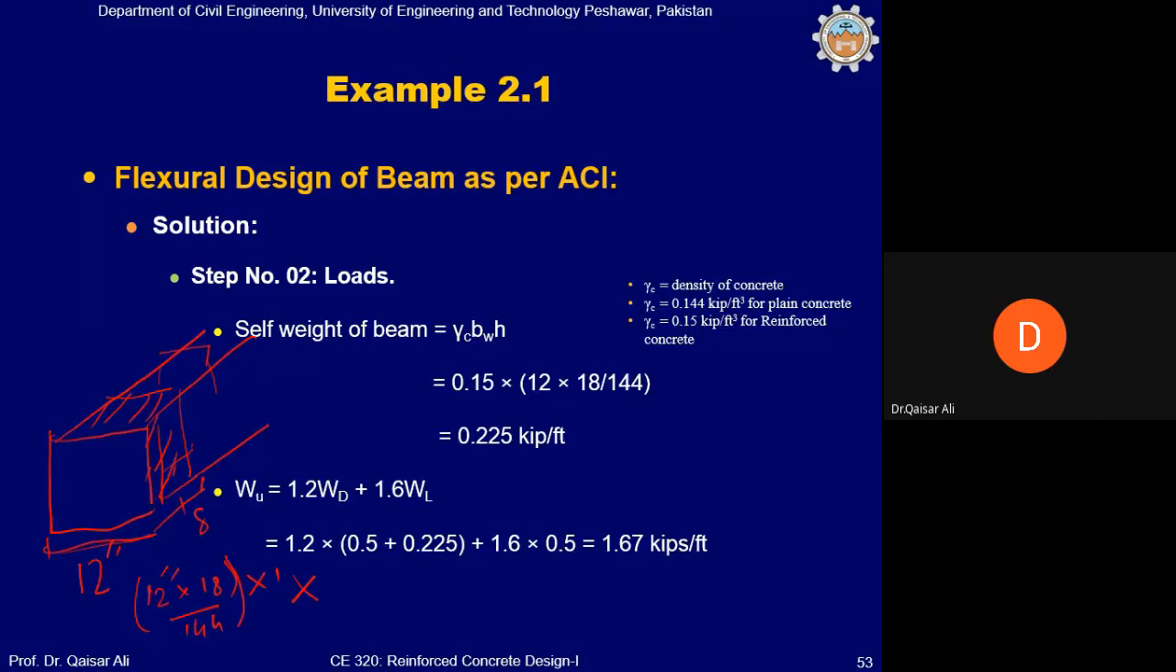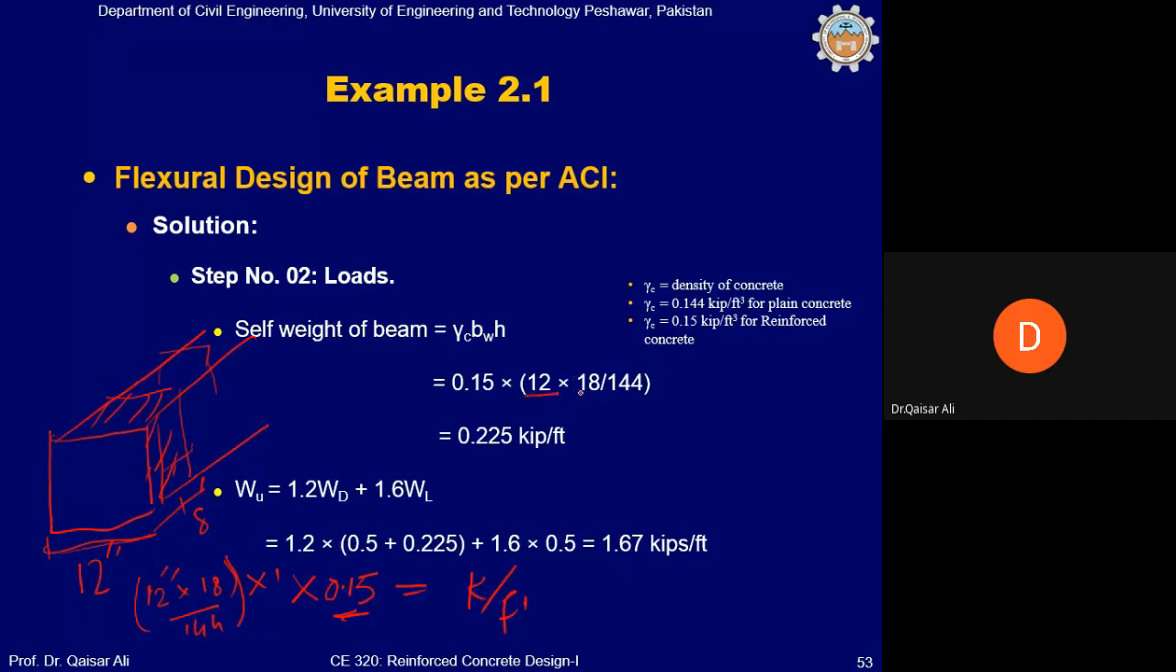You know the density of reinforced concrete is 0.15 kip per cubic foot. This is one 12 inch by 18 inch by 1 foot, so this is 1.5 cubic foot. This cubic foot of concrete is multiplied by 0.15 to give you the weight in kip per running foot. So this is what we have done.